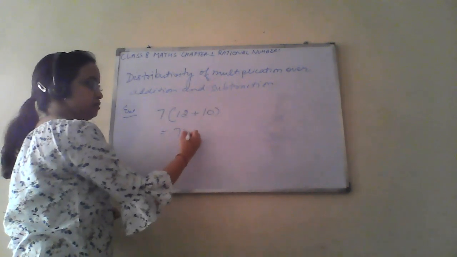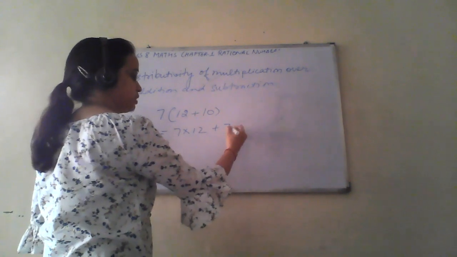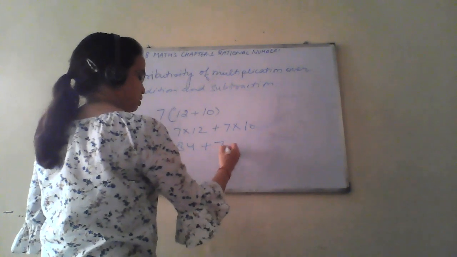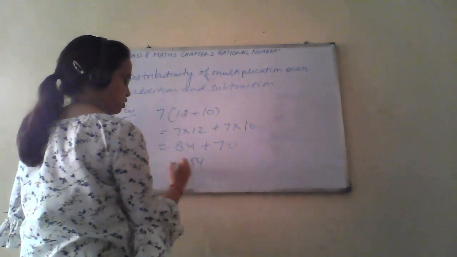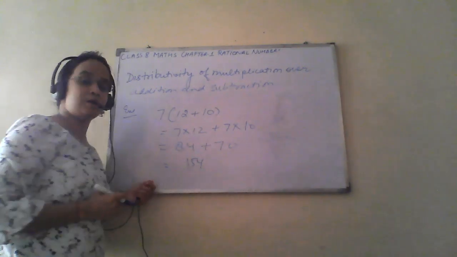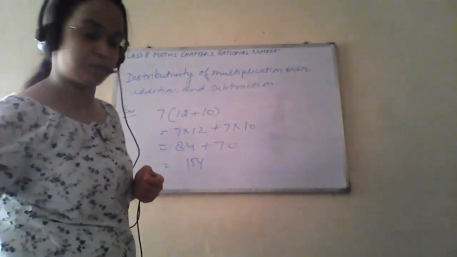So 7 multiplied by 12 plus 7 multiplied by 10. So this is the distribution of multiplication over addition. Similarly, you can try it for subtraction also.